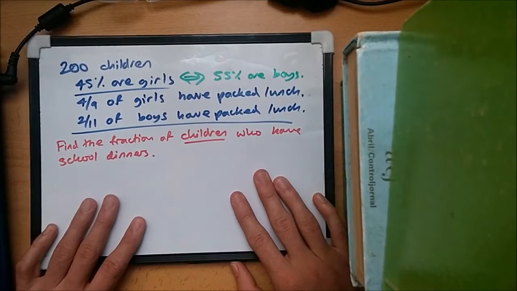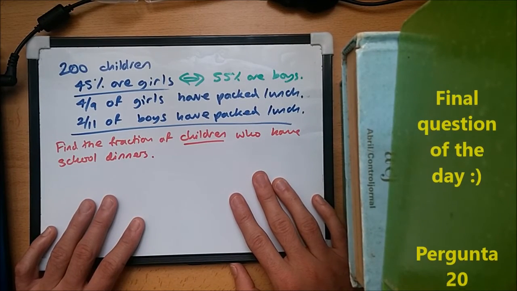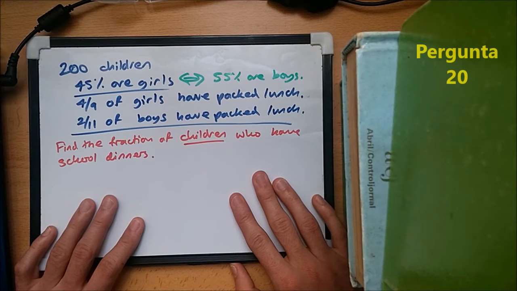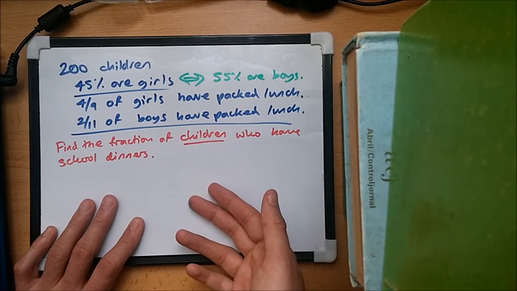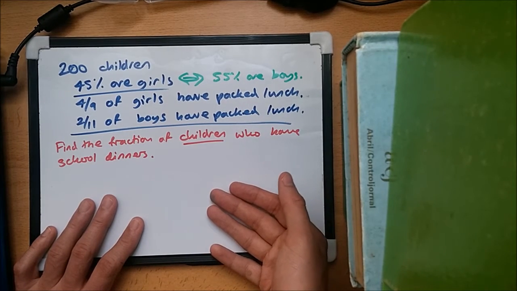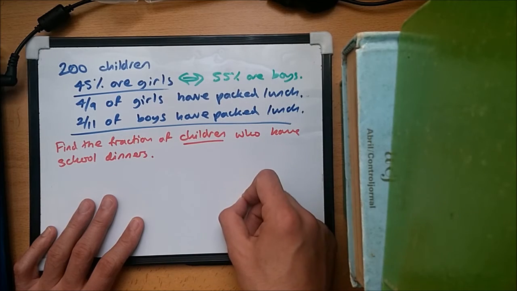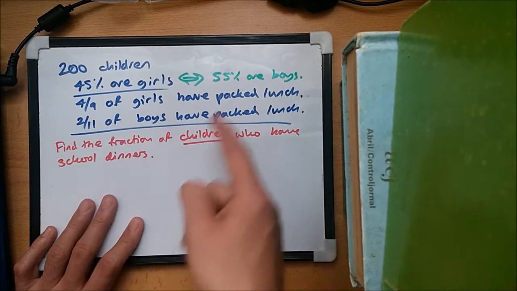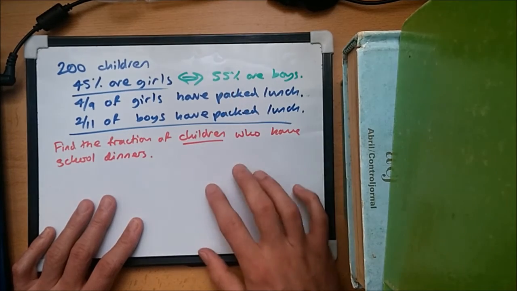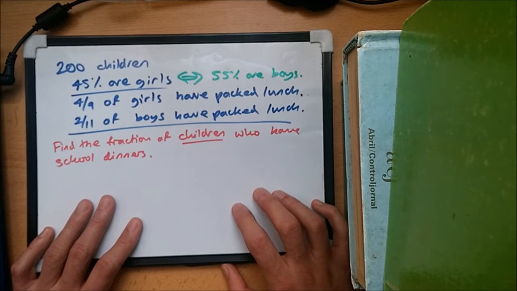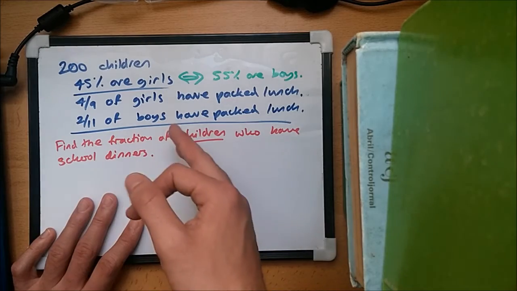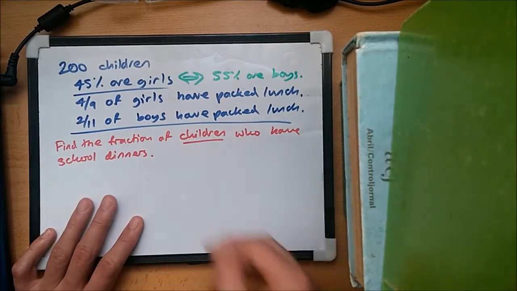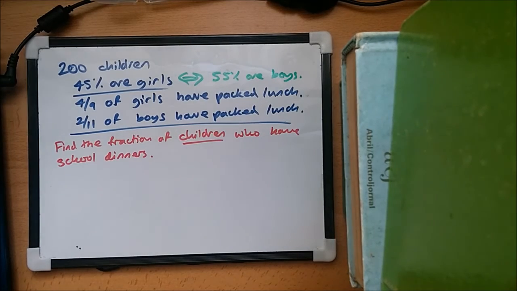Hi guys, so here is the final question, number 20 basically. So what do we have? We know that in the school, we have 200 children, and 45% of them are girls. Clearly, 100% is the full amount of boys and girls. So 100% take away 45% is 55%, and this amount represents the number of boys. So there is an extra 10% more boys than girls. Next, we know that 4/9 of girls have packed lunch and 2/11 of boys have packed lunch. The question wants us to find the fraction of children who have school dinners.